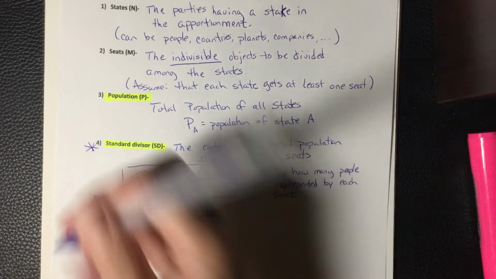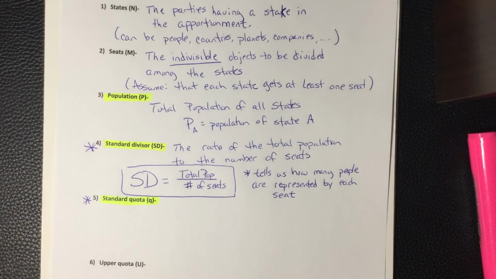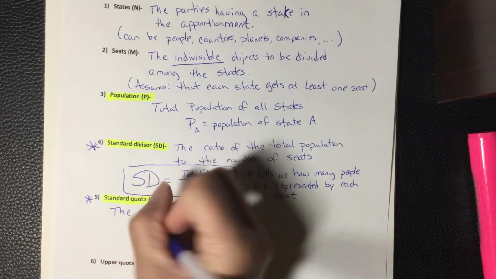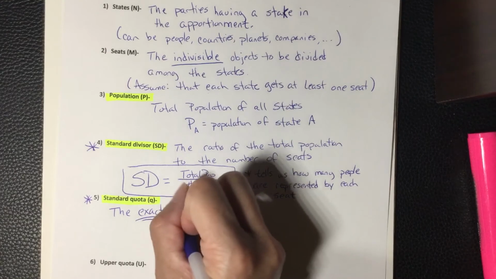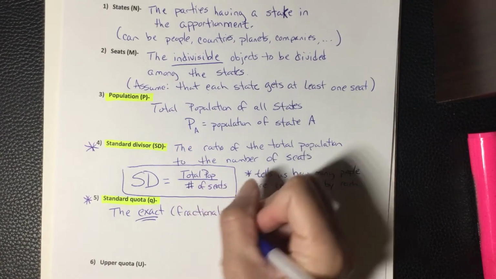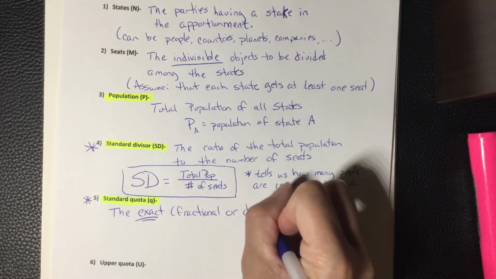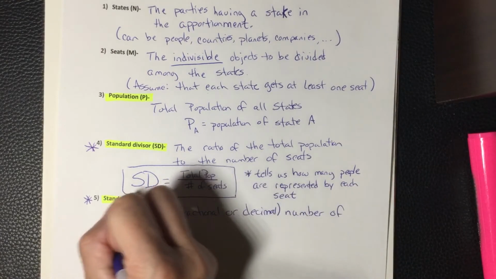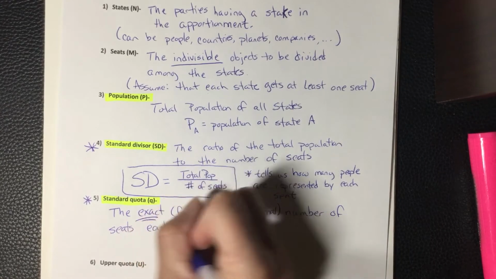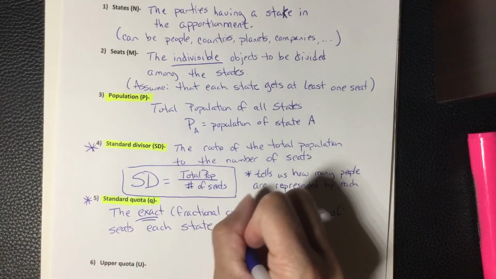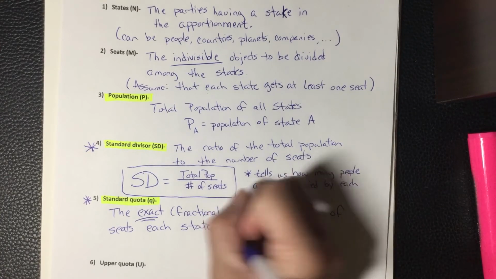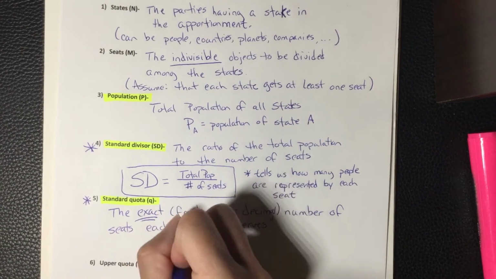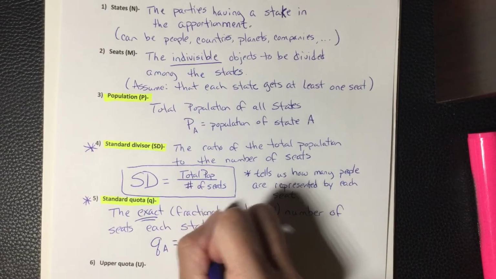All right, so this is our quota. We're going to spend a lot of time finding this in this section, and this is going to be the exact number of seats each state deserves. Okay, so it can either be fractional or decimal. Generally, we'll do decimal in here. Now we kind of did this on the first page where we found the amount of candy each one deserves.